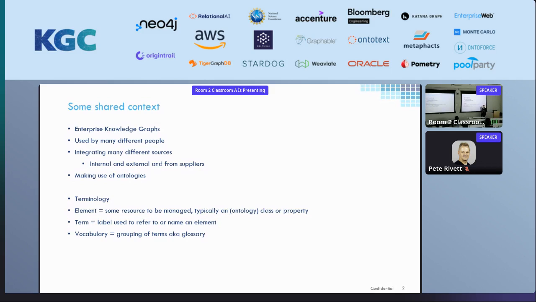So firstly, some shared context for the presentation. I'm talking about enterprise knowledge graphs here. So I'm not going to explain what enterprise knowledge graphs are from scratch. I assume there have been enough presentations about that.